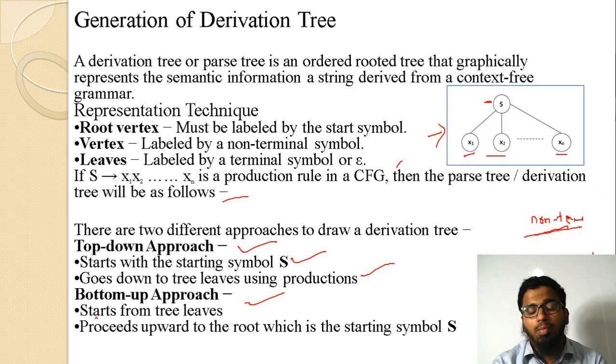What is the bottom up approach? Starting from the leaf node, produce upward to the root, which is the starting symbol S. Okay, so this is about the CFG. In the next class we will see the leftmost derivation and rightmost derivation. Till then, thank you.